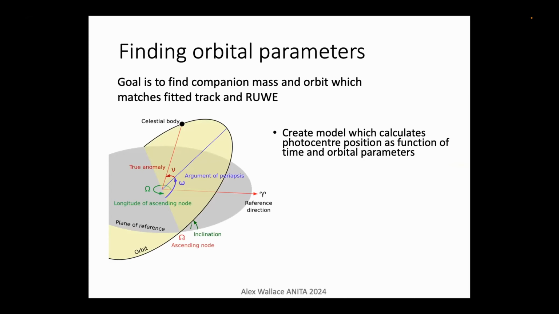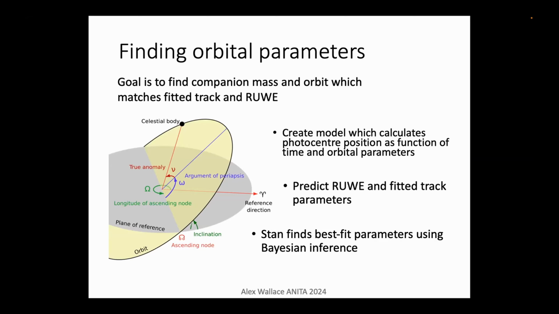So what we do in this method is we create a model that calculates the expected photocenter position as a function of time and all of these parameters. And from this, we can actually predict the RUWE based on the method I showed before, and what the fitted track parameters would be. And then we use Stan to find the posteriors of these parameters using Bayesian inference. The parameters that we want to fit mainly are the mass of the primary, mass of the secondary, period, eccentricity, all these angles, and time of periastron. So that's quite a lot.